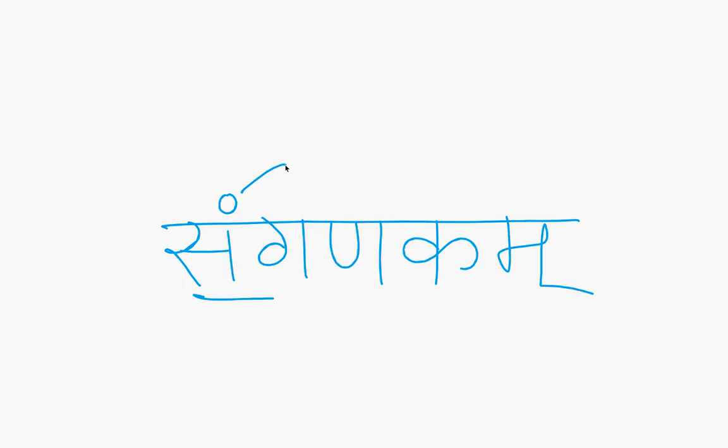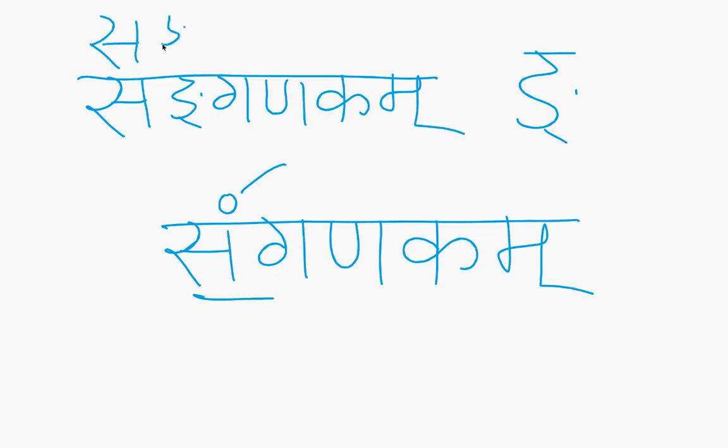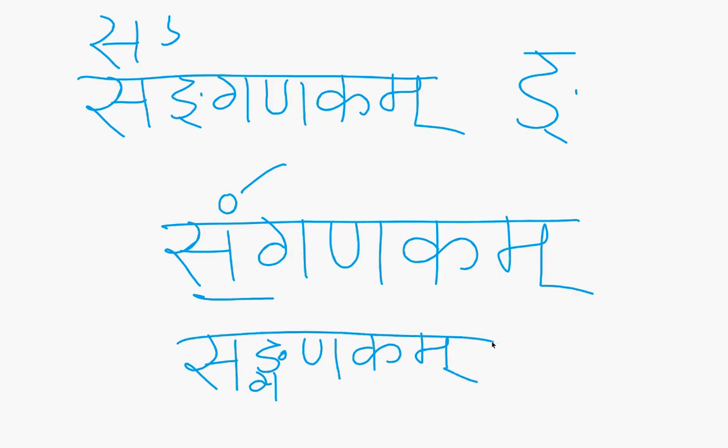As we have seen before, Anuswara is pronounced differently than Nga. So Nga is there in this word. Sangara. The same thing is written like this. Sangha. Let me write it here. There is a dot here. Sanganakam. Same as what you see here.